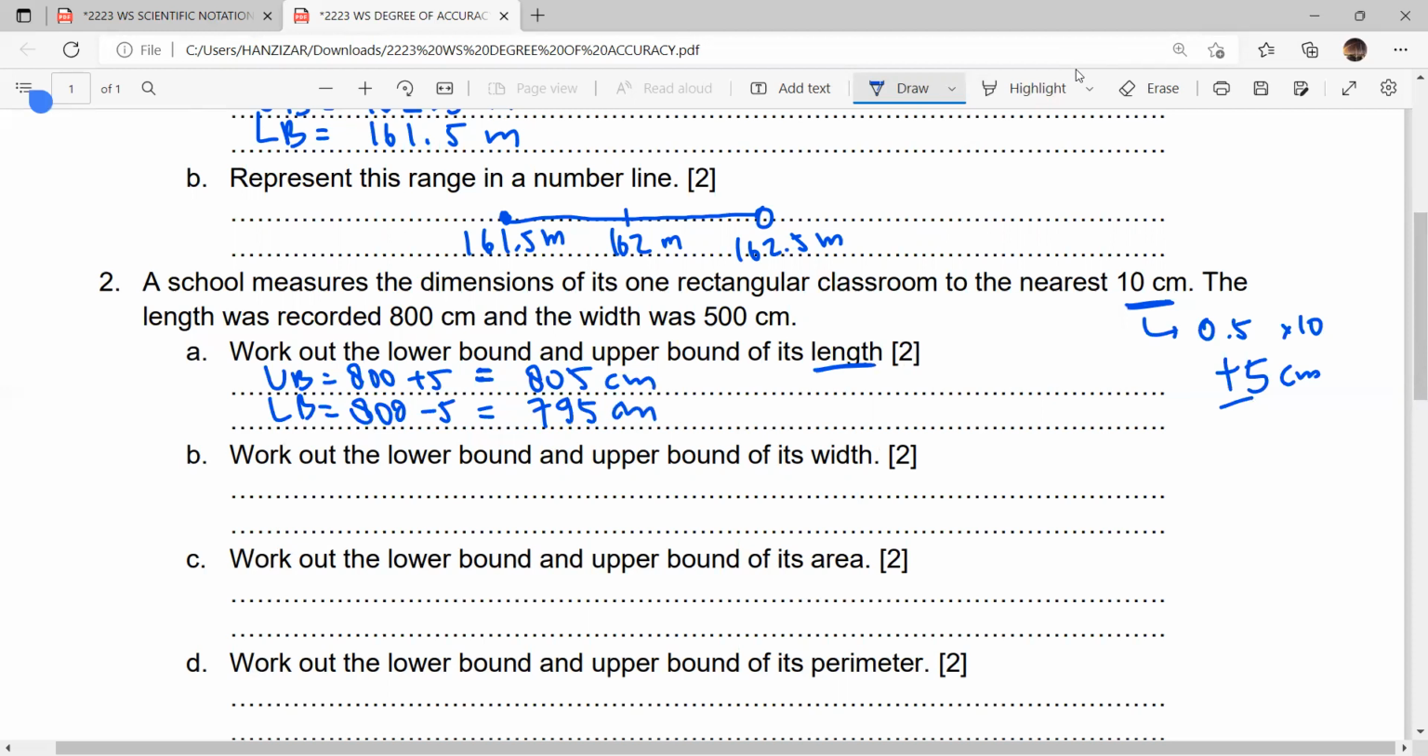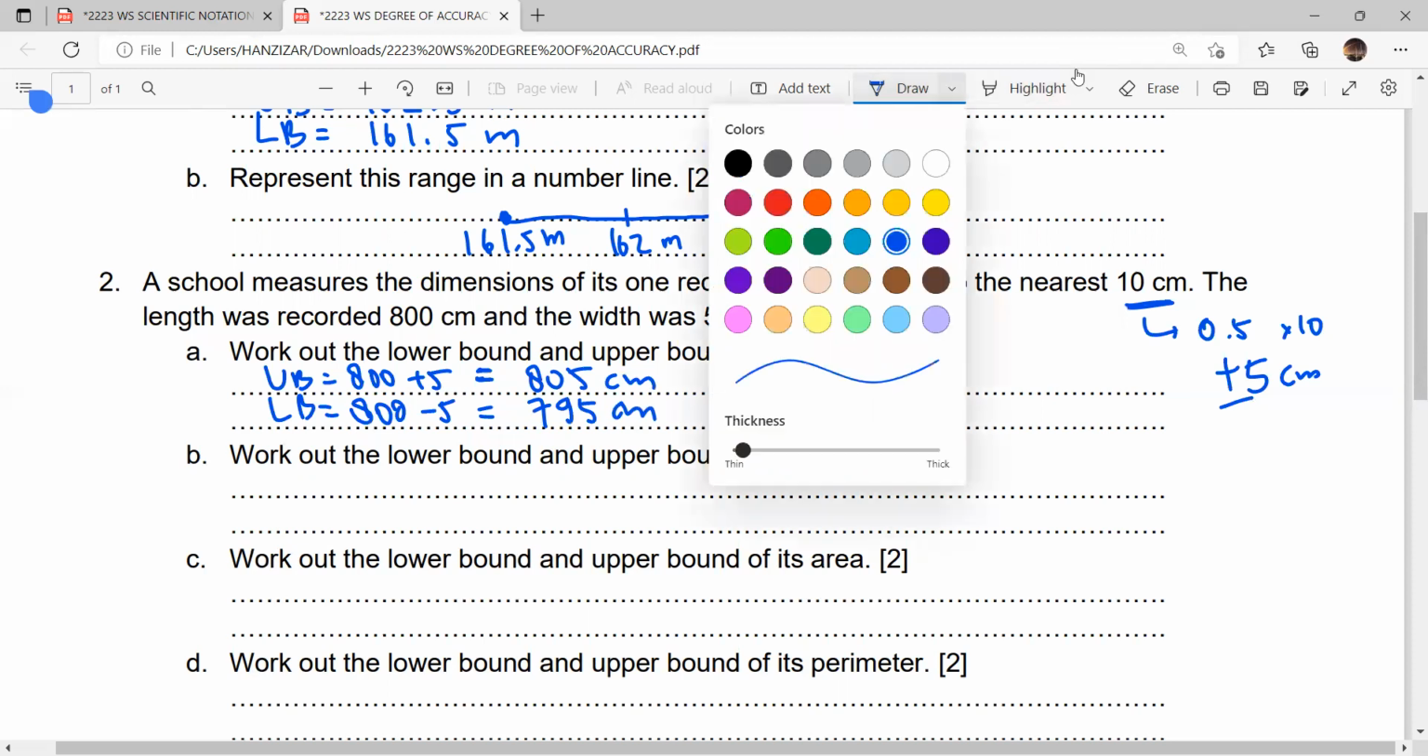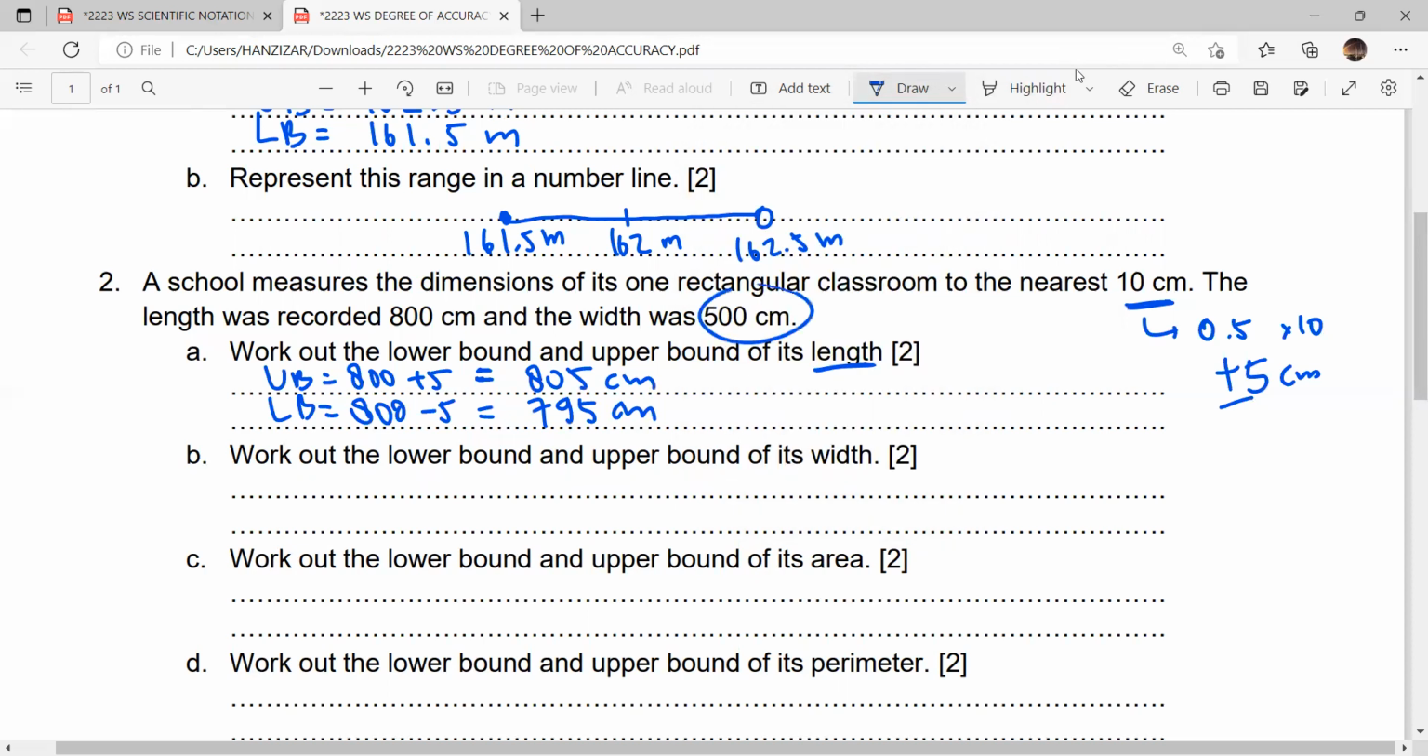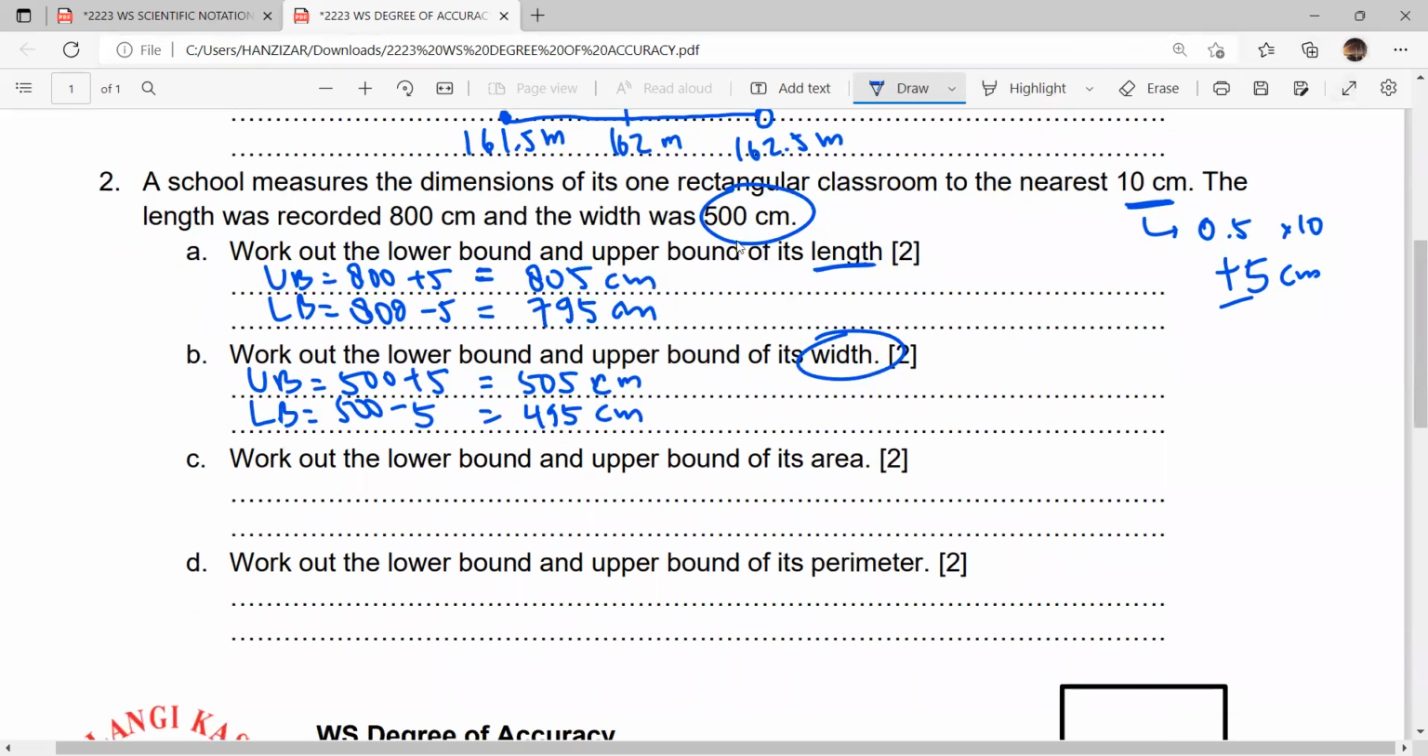And now we are calculating the width. The width of the class is 500, right? So the upper bound is 500 plus 5, and the lower bound is 500 subtract 5. You will get 505 centimeter, and the lower bound is 495 centimeter. Done, right? And now area.